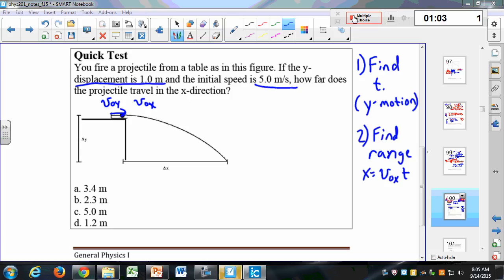This is a little bit different from the previous problem, because now instead of having the full range of motion, we just have the second half of the motion.